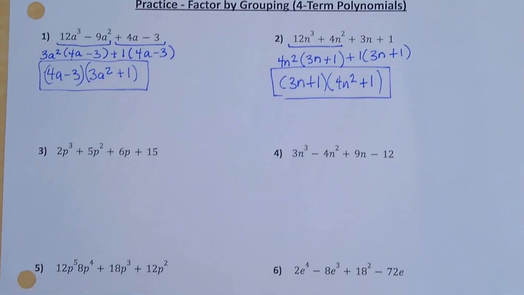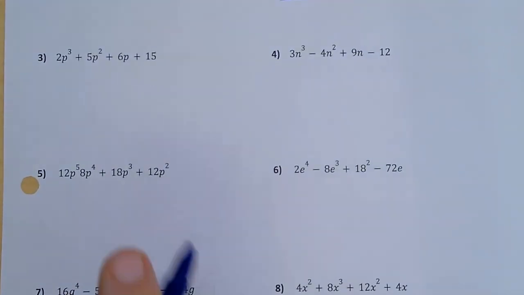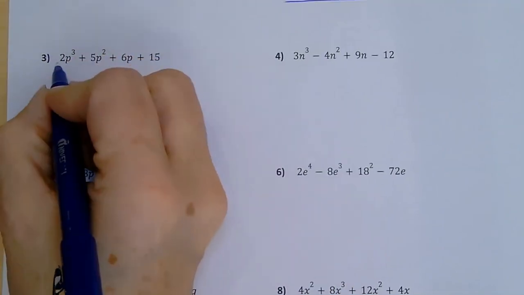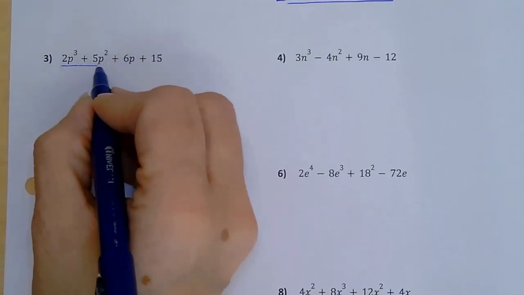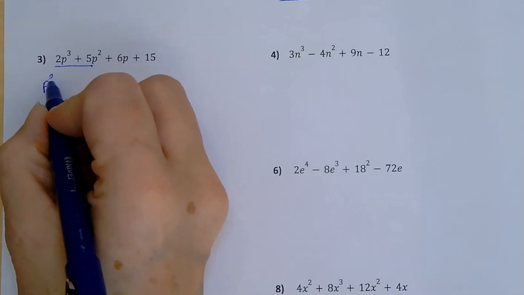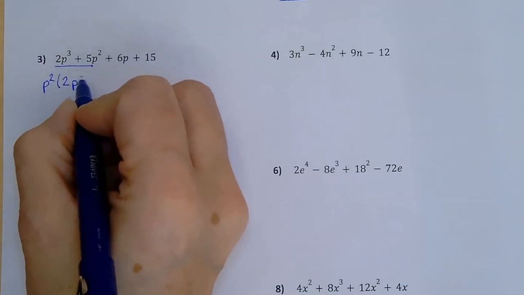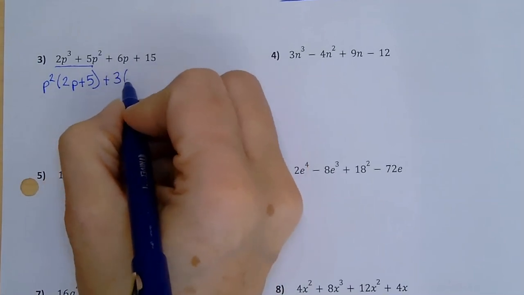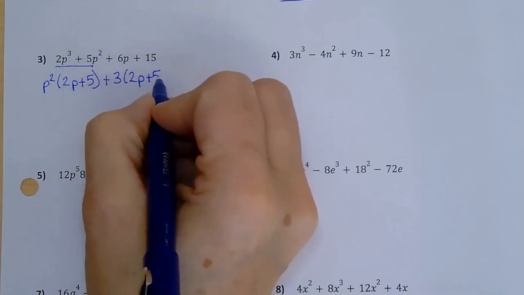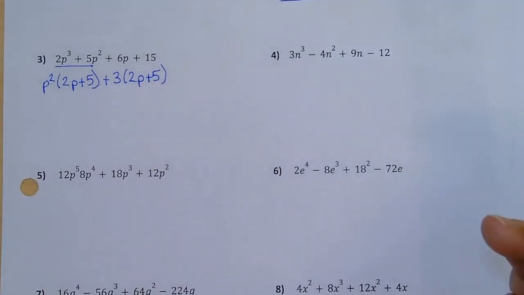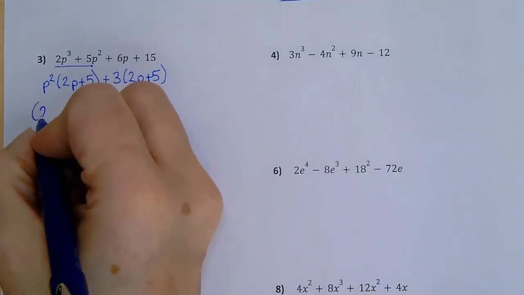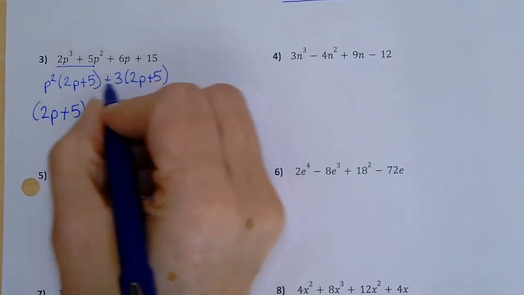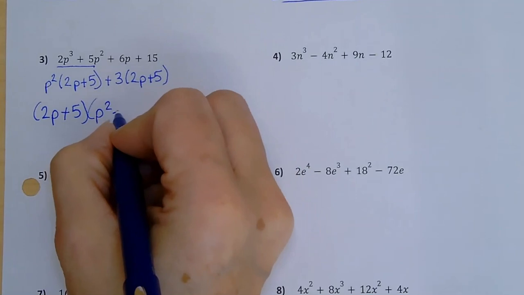But no, not yet. Look for a greatest common factor, 2, 5, 6, 15. Nope. So I'm going to look at the first two, and I'm going to pull out just p squared. That leaves me with 2p plus 5. I'm going to pull out 3, so that's 3 times 2p plus 5. Well, that's lucky because I have that matching binomial. So I'm going to pull out 2p plus 5. Pull 2p plus 5 from each of those, and I'm left with p squared plus 3.